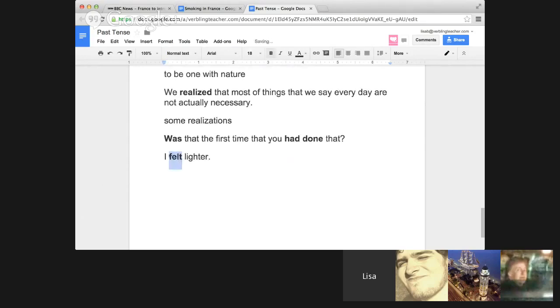Sometimes after we say I felt lighter, we say like a weight had been lifted. And sometimes we say off my shoulders or something like that, but it kind of depends. Physically, yeah. Let me think. I felt lighter, physically and mentally lighter. Okay. Physically and mentally lighter.